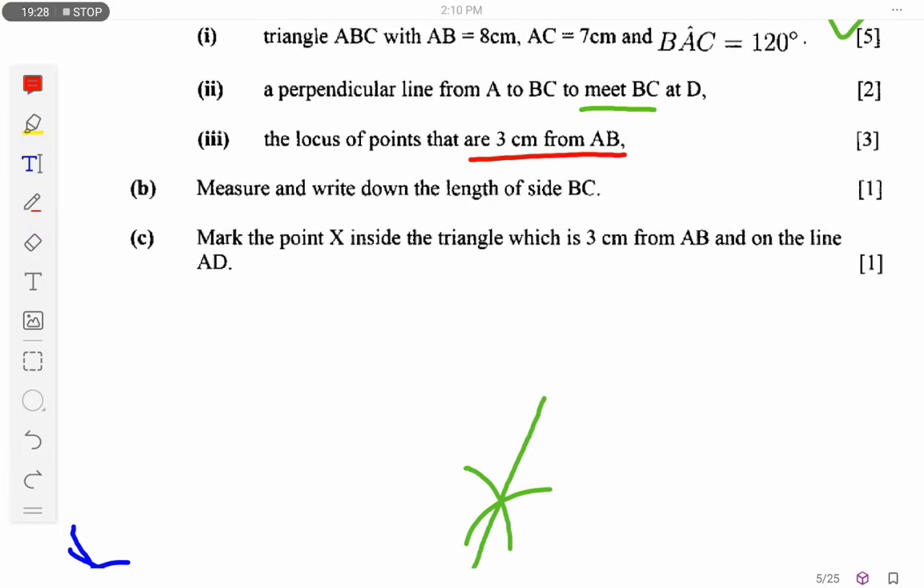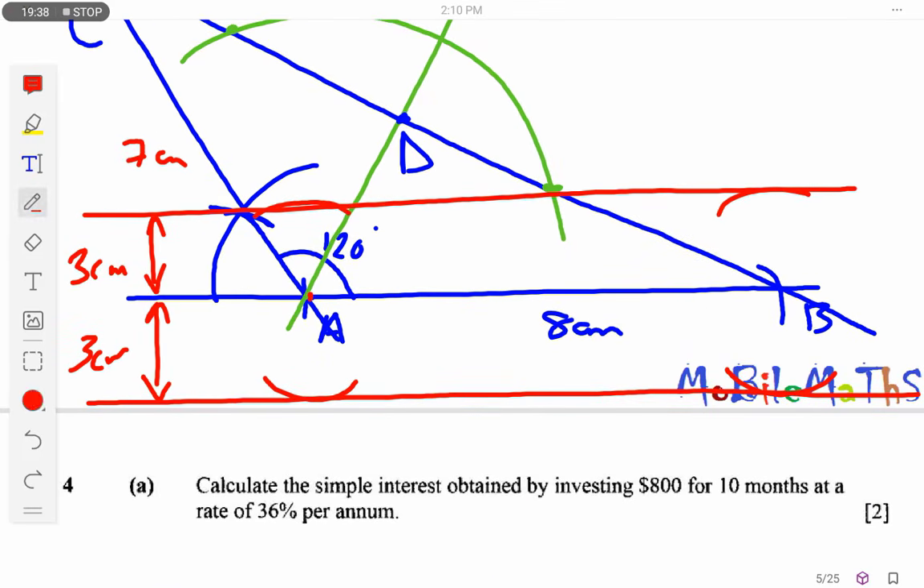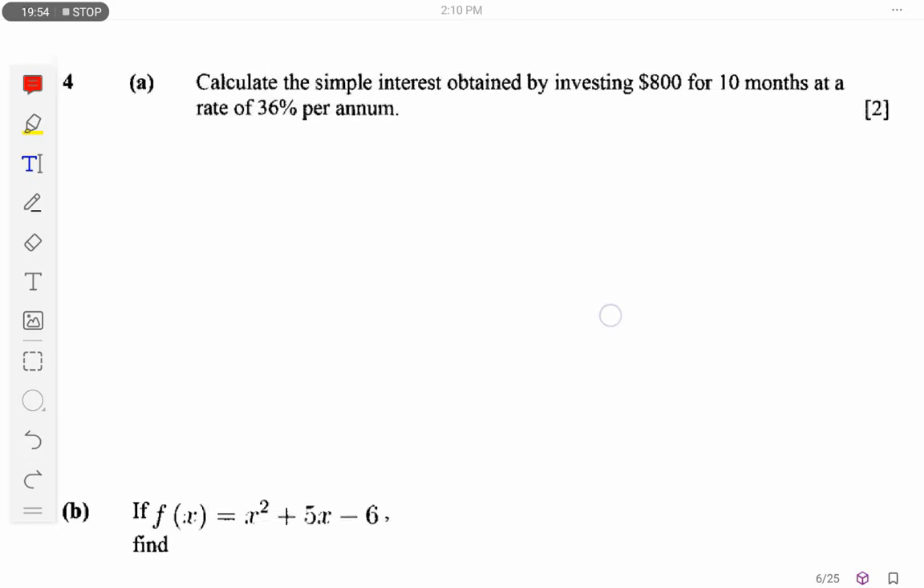Mark the point X inside the triangle, which is 3 centimeters from AB on the line AD. So basically the point where they are meeting here, on this line and on this line. Okay, so it's this point here, we label it X. You are done. So let's move on to the next question.